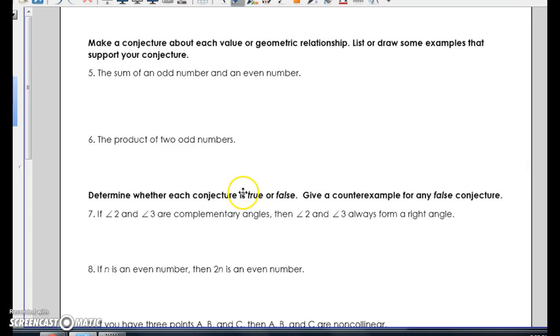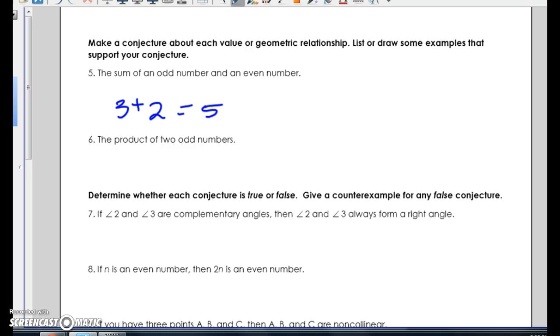Next, on the back here, example number 5, we're making a conjecture about each value or geometric relationship, and we're going to list or draw some examples that support your conjecture. So number 5, the sum of an odd number and an even number. Well, if we think of some examples, sum means addition, so an odd number, let's say 3, plus an even number 2, that gives me 5.